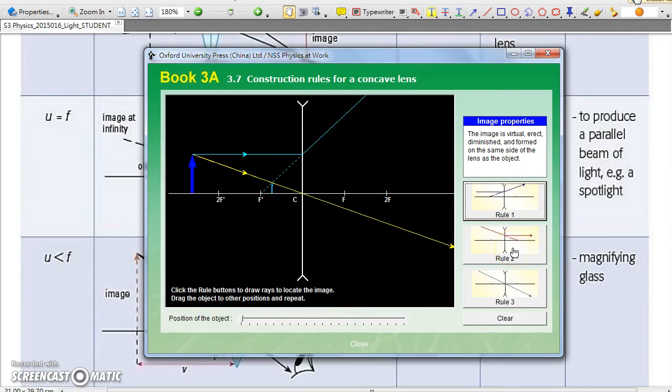Let me draw one more construction rule, which is the second one. This, the purple light ray, aims at the focus on the other side, but then it is refracted this way, parallel to the principal axis. And these three refracted light rays all look like they come from this point, and we call this the image. In fact, the image is quite small compared with the object, and we say the image is a diminished image. It is also an erect and virtual image.